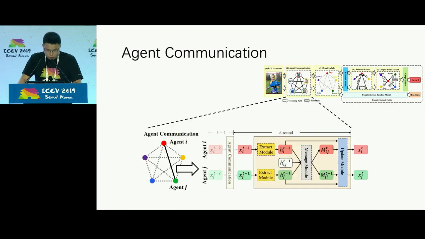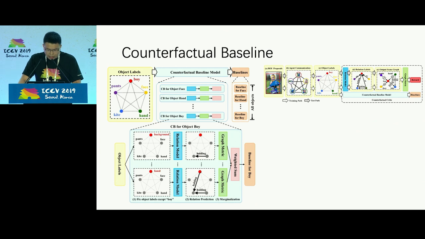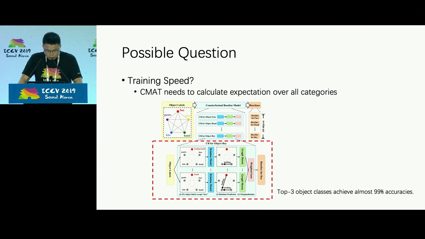In the agent communication, we use an LSTM to represent an object, and all LSTMs share parameters. In each time step, each object pair obtains a message to update its features. The counterfactual baseline model calculates the baseline for all objects. For example, to obtain the baseline of the red nose boy, we replace boy with all possible labels and obtain the expectation over all categories. You may question whether the training cost is huge if you use all object categories for all object label baselines. Fortunately, we have an excellent object detector. For each object, we found the top three object classes achieve almost 99% accuracy. Thus, we only calculate the top three object categories to approximate the expectation over all categories.